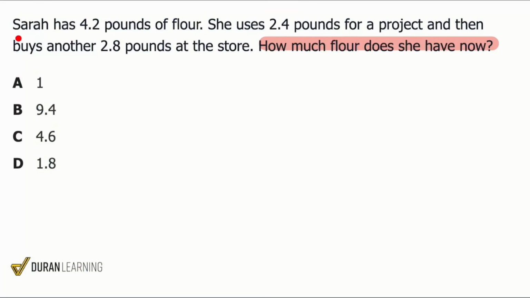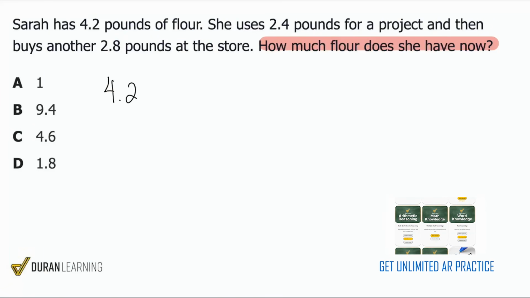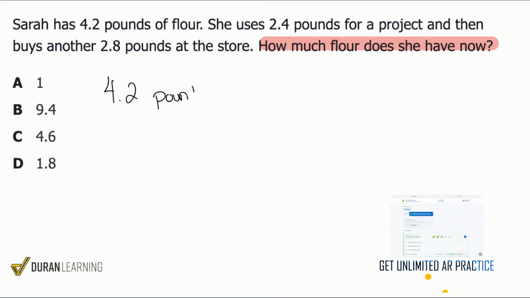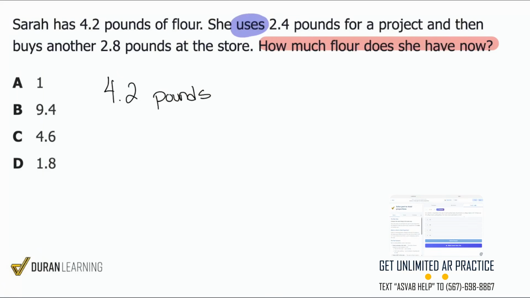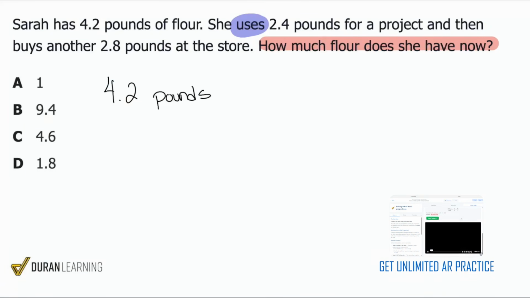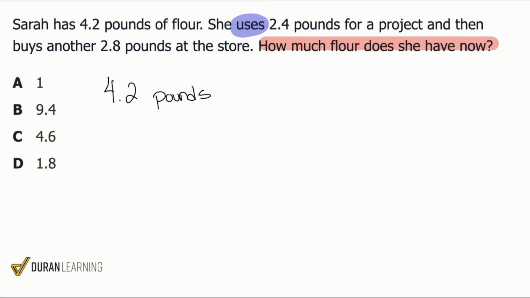It says, Sarah has 4.2 pounds of flour. Okay, so that's what we start with. I'll write that down right over here. 4.2 pounds. Then it says she uses 2.4 pounds for a project. Everybody, can you help me out here? When we see the keyword uses in this context, what operation does that kind of signal for you to do starting from that 4.2?